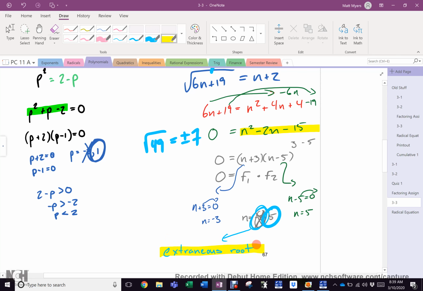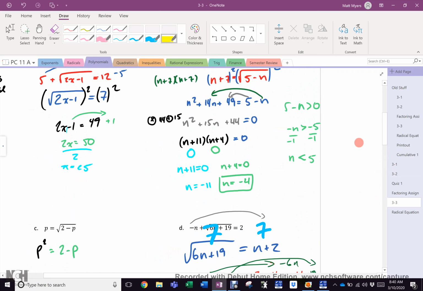Extraneous meaning it's not necessary, because it only exists because we squared. Everybody cool? Now, it's possible, like in this question, we had an extraneous root because 11 didn't work. In this question, we only had 1 root and it did work. It is possible for both roots to work. You don't necessarily have an extraneous root.